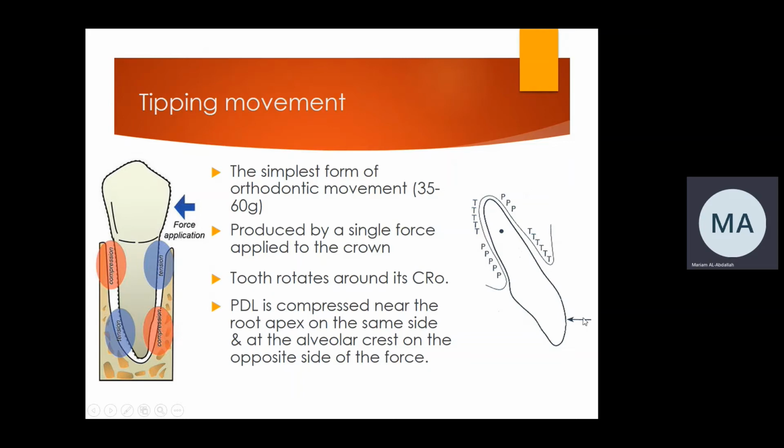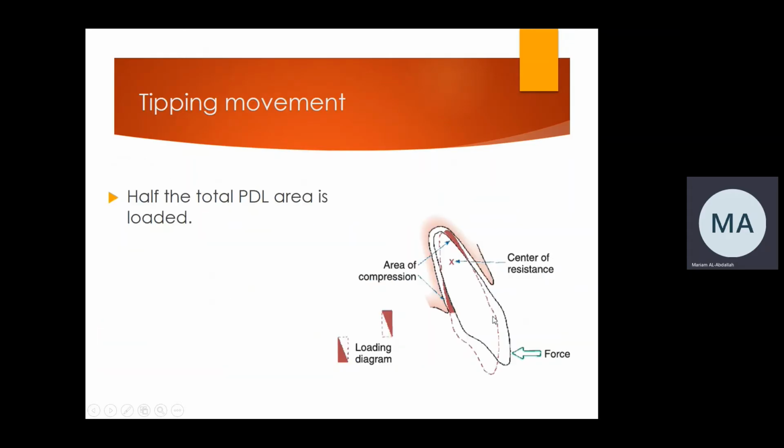Okay, so this is another example of a single force applied to the crown, and what happens is that we will have pressure area of the apex on the same side and pressure area of the alveolar crest on the opposite side. If we look at the loading diagram, this palatal side will be loaded, half of it will be loaded or stressed, and the buccal side, again, half of it will be loaded. So half of the amount of periodontal ligament during tipping movement will be loaded.